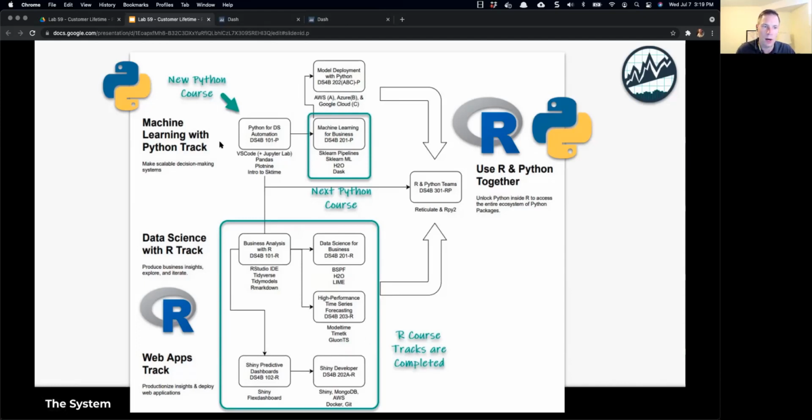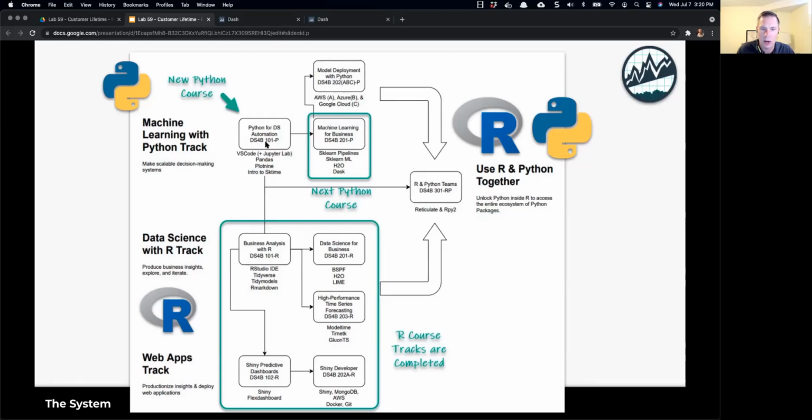And now what I'm working on, and I've just launched recently, is the Python course. I'm working on this Python track specifically designed for people who want to learn machine learning for business and automations. So I've just released Python for Data Science Automation. And what this teaches, as you saw in this lab here, is VSCode, Pandas, Plotnine for plotting. It also gives an introduction to sktime, and it teaches probably a half dozen or a dozen other technologies and how to integrate them all, and actually build Python modules and Python packages.